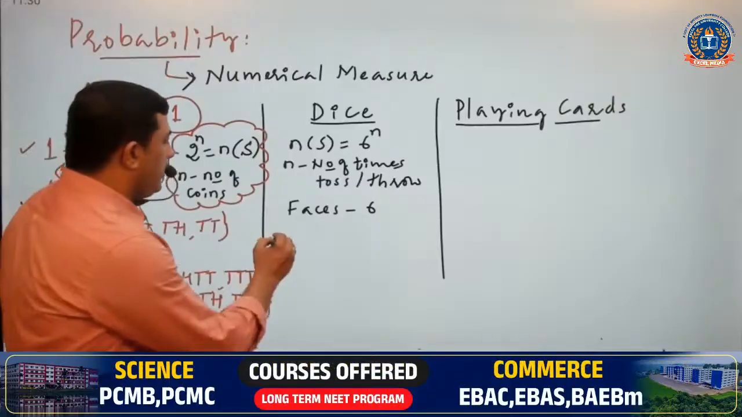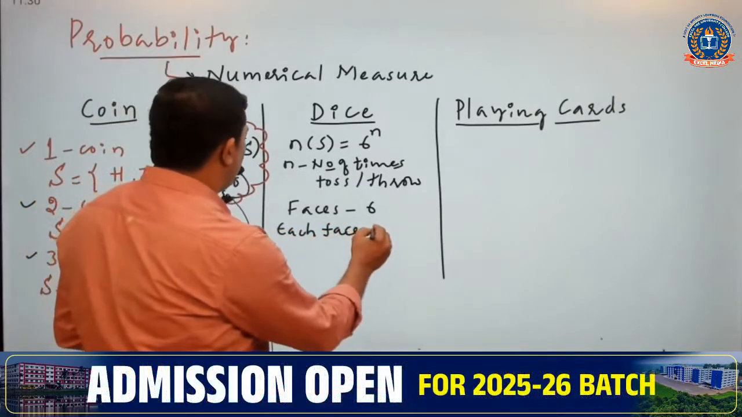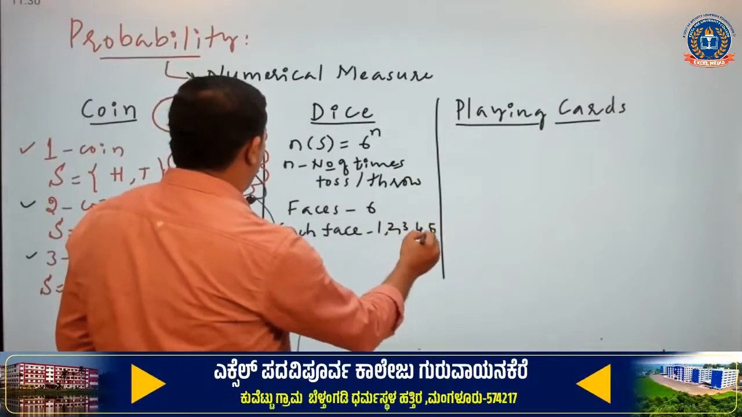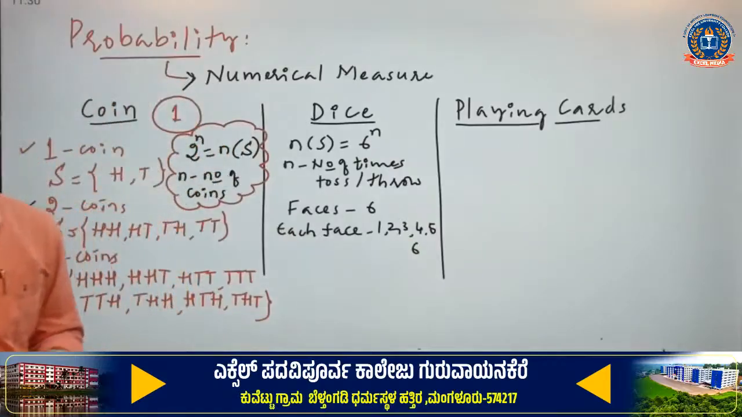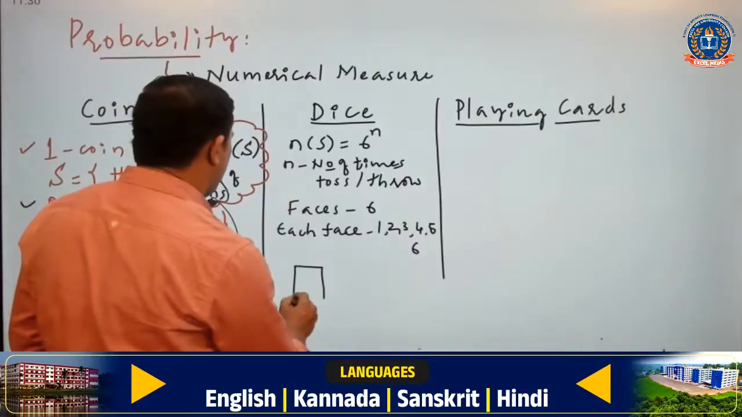Right, each face is written with the numbers 1, 2, 3, 4, 5 and 6. 6 faces, with 6 numbers written on them. The dice look like this.